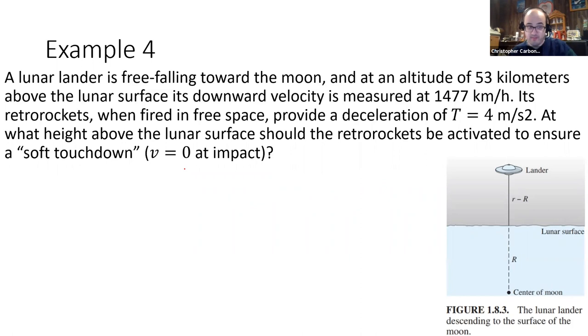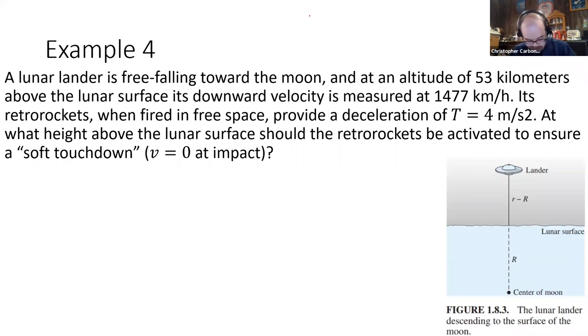So, with that being said, I have this example of a lunar landing. A spacecraft is free-falling toward the moon at an altitude of 53 kilometers above the lunar surface. Its downward velocity is measured as 1,477 kilometers per hour. Its retro rockets, when fired in free space, provide a deceleration of 4 meters per second squared. At what height above the lunar surface should the retro rockets be activated to ensure a soft touchdown, meaning velocity equals zero at impact?